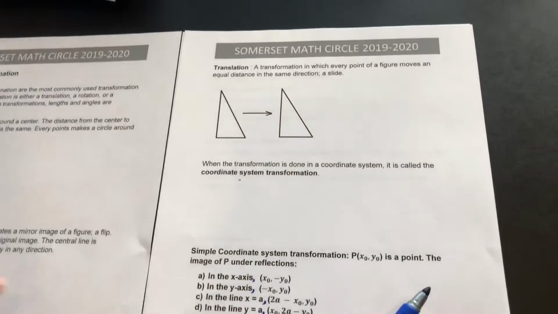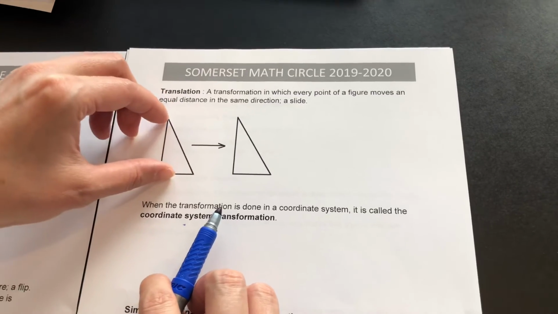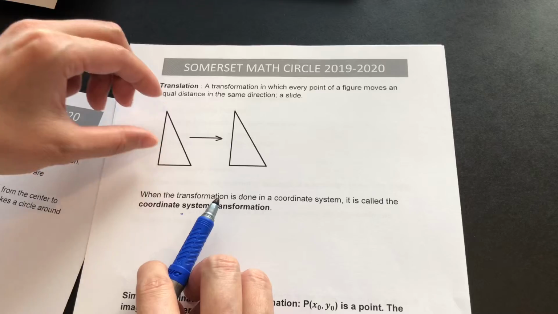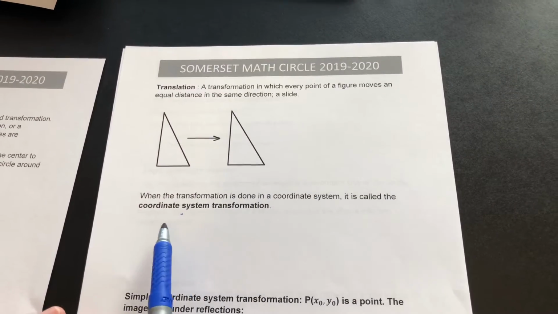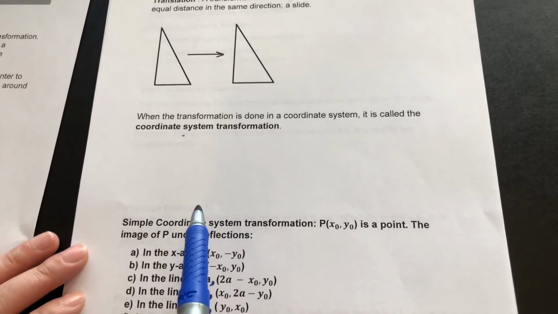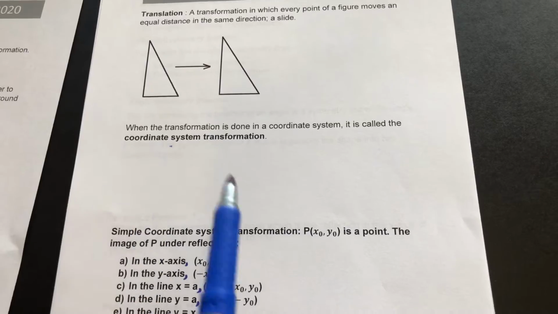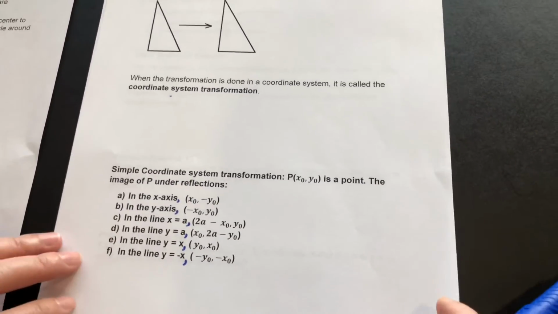And translation, basically you move this whole thing without changing the orientation, only horizontally or vertically, left or right, without any rotation. That's translation. When the transformation is done in a coordinate system, it is called a coordinate system transformation. So we talked about the three types, and in the following, we'll talk about some examples.